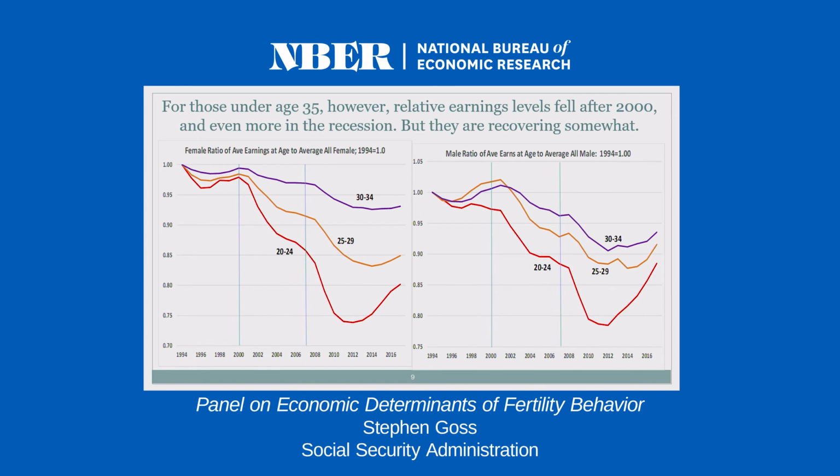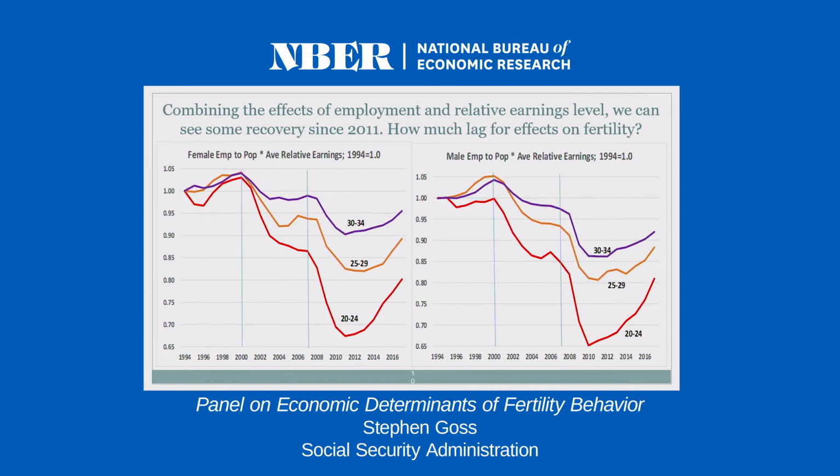Now, looking at slide number 10, I tried to combine here the effects of the relative employment rate and also the change in the relative earnings levels. And you can see this actually looks a lot like the other two slides, somewhat of a drop-off, especially for 20 to 24 in 2000 to 2007, but precipitous to the bottom of the recession.